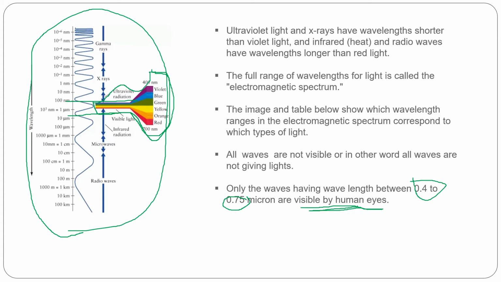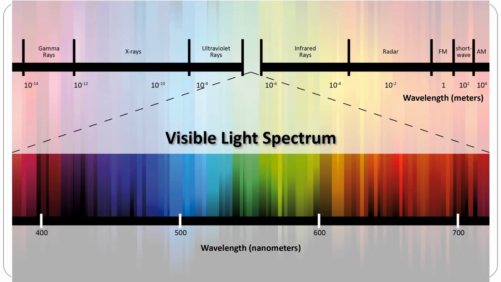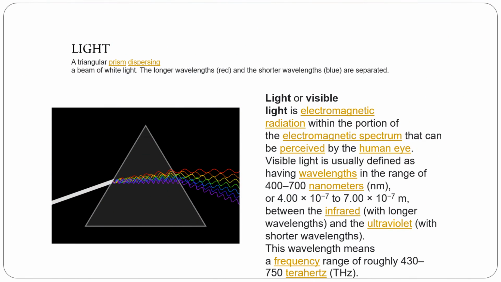So the full range of wavelengths of light is called the electromagnetic spectrum. Now we are focusing only on this 0.4 to 0.74 visible light spectrum. When a beam of white light passes through a triangular prism, all the colors, like red, are differentiated according to their wavelength.